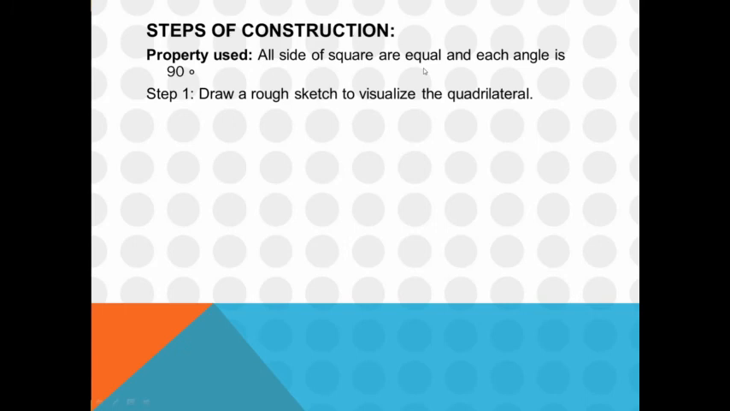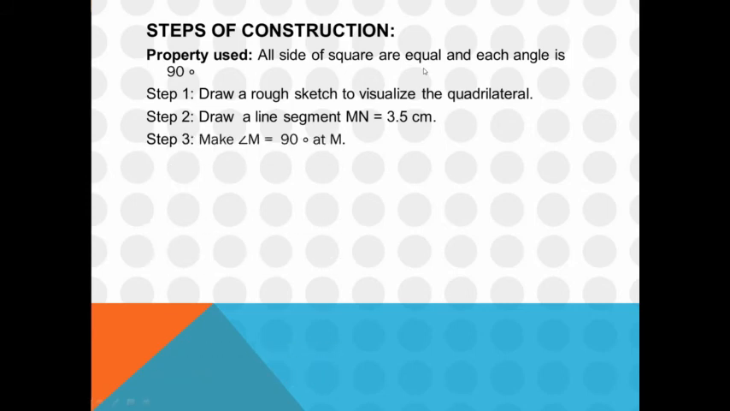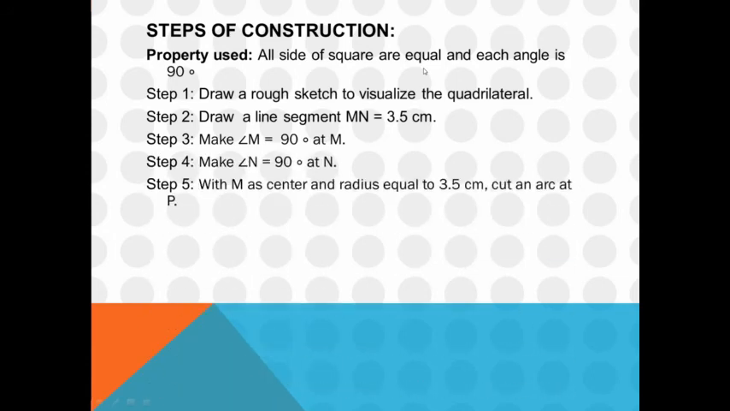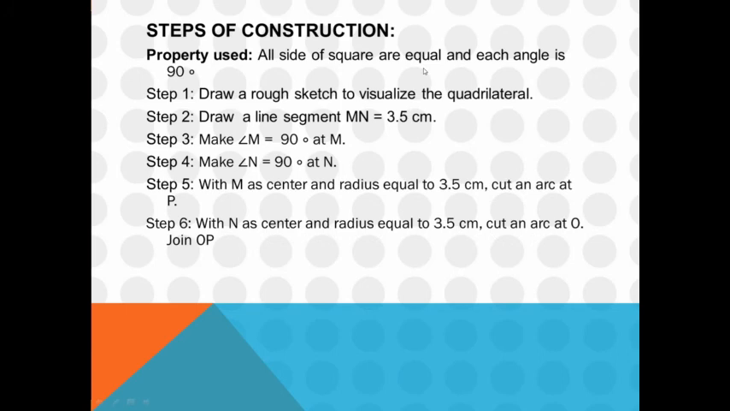Steps of construction: draw a rough sketch to visualize the quadrilateral. Draw a line segment MN equal to 3.5 centimeter. At M, draw an angle of 90 degrees. At N, draw an angle of 90 degrees. With M as center and radius equal to 3.5 centimeter, cut an arc at P. With N as center and radius equal to 3.5 centimeter, cut an arc at O. Join OP. MNOP is the required square.